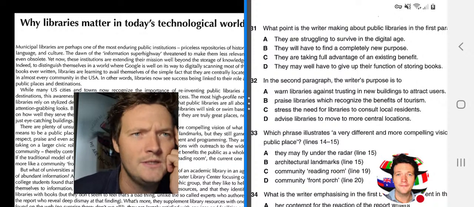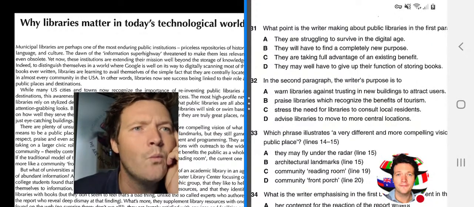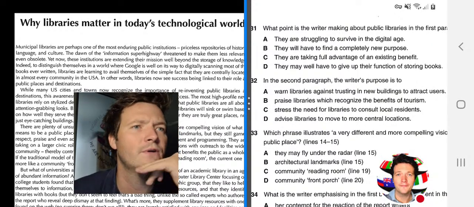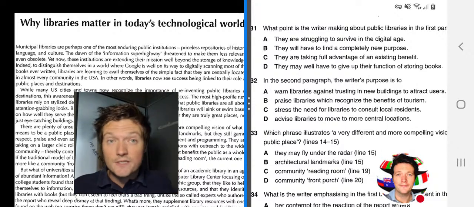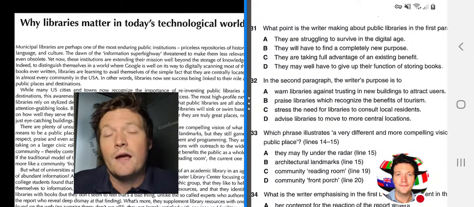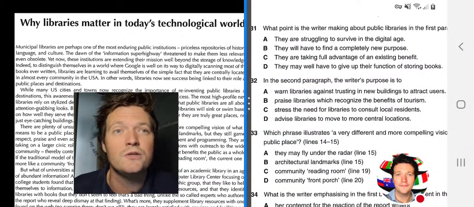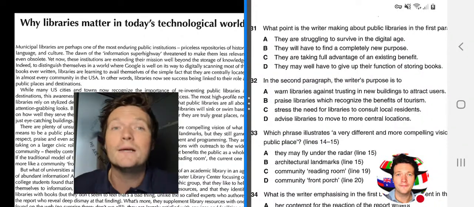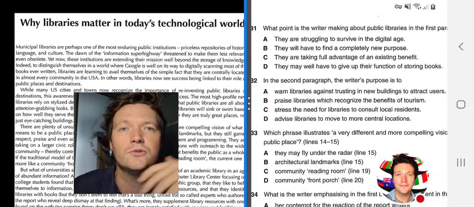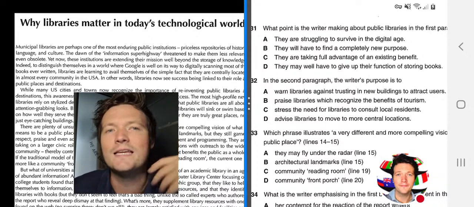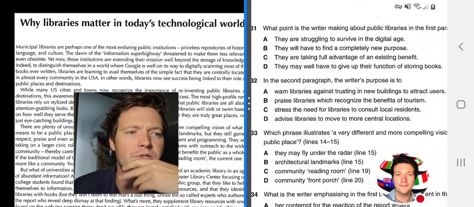Let's look at option D. They may well have to give up their function of storing books. It doesn't say that. They still have all of the books. He thinks that they are enduring institutions. They're priceless. They have huge value to us culturally, historically. I don't think he thinks they have to give up storing books. No, not necessarily, not at all, in fact.